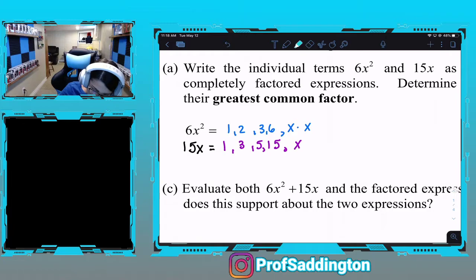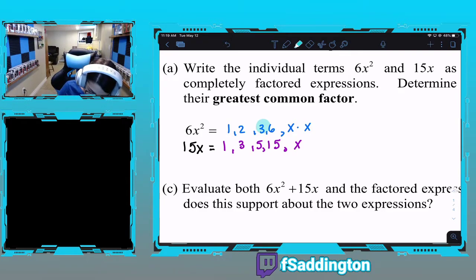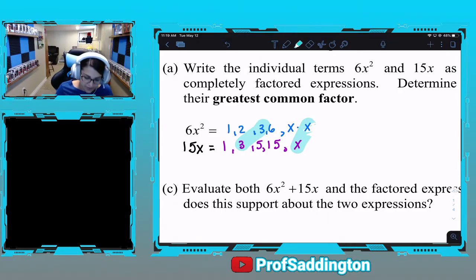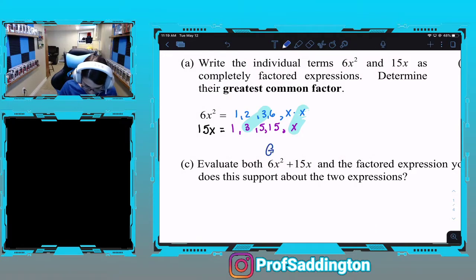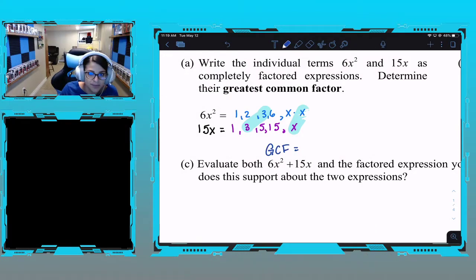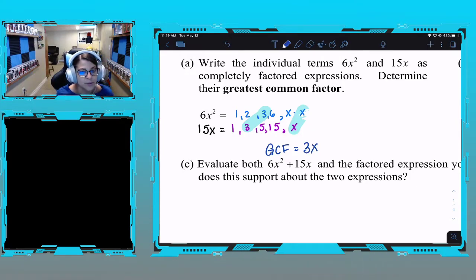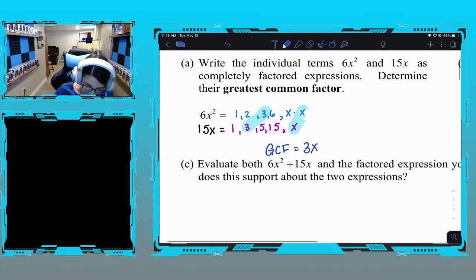Now what I want to do is figure out their GCF. What's the biggest number they have in common? That would be the 3. And I want to know how many x's I could take out of each of them. That would be an x out of each of them. Therefore, the GCF of those two terms is 3x. You've done GCF of regular numbers before. Now we're just bumping it up and including some variables in it. So it's almost the same process.